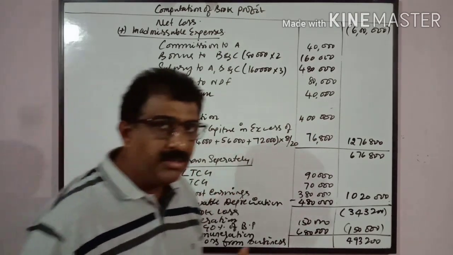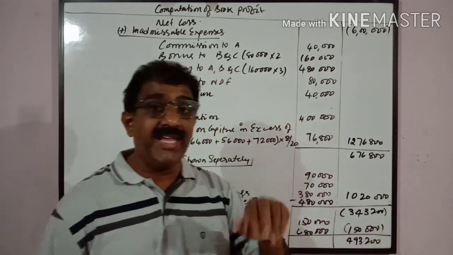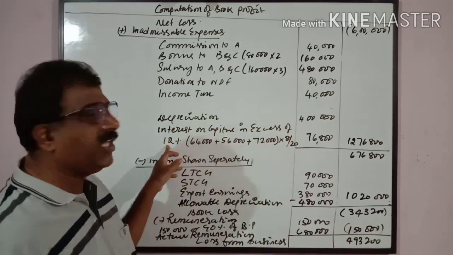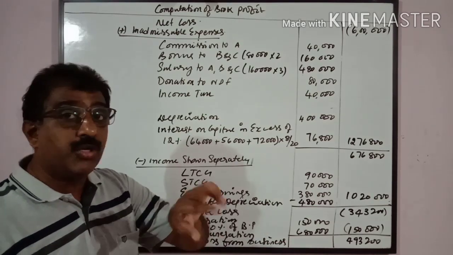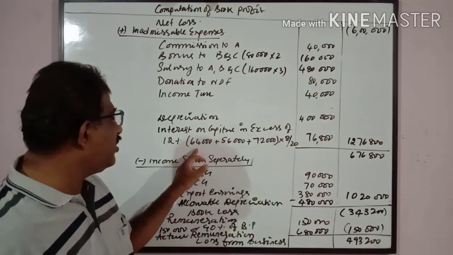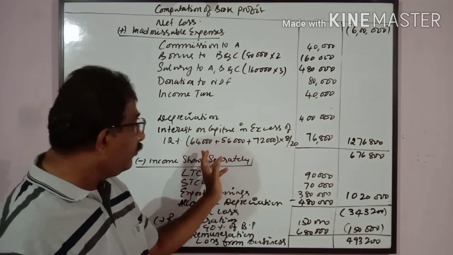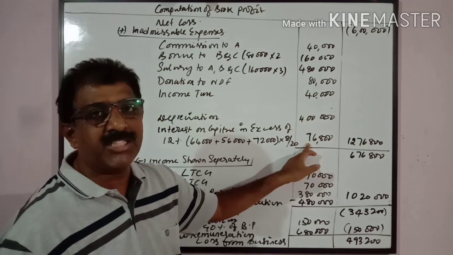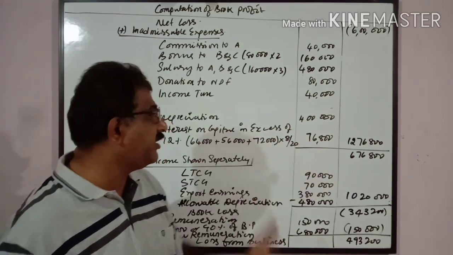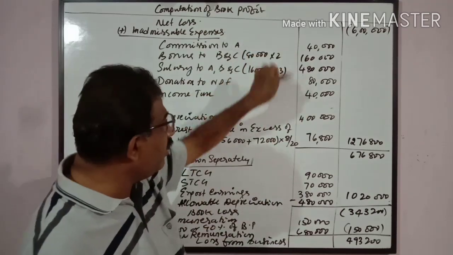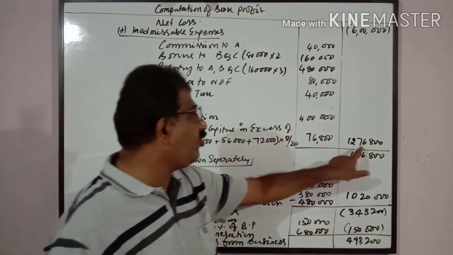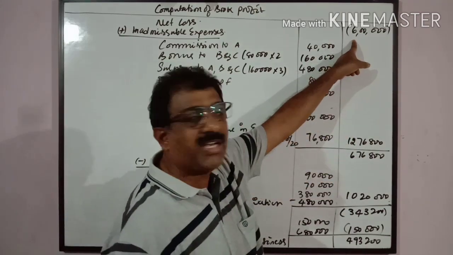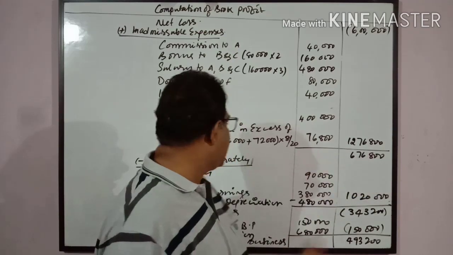Interest on capital is allowed up to 12%. In excess of that is taxable. Interest on capital in excess of 12%: here they charge 20%, so 8% extra is charged. So 64, 56, 72 total, into 8 by 20, comes to 76,800 paid in excess of 12%. When you add all the inadmissible expenses, it comes to 12,76,800. 12,76,800 minus 6 lakhs, because it is a loss, you get 6,76,800.